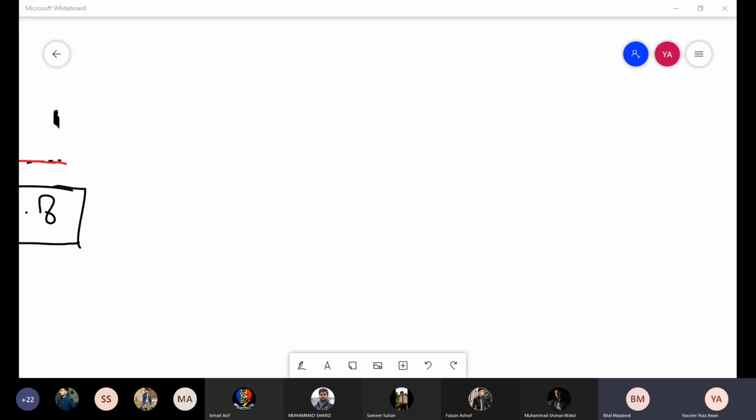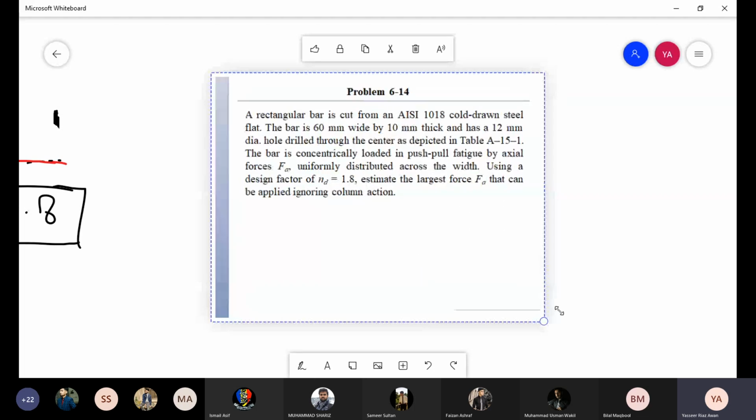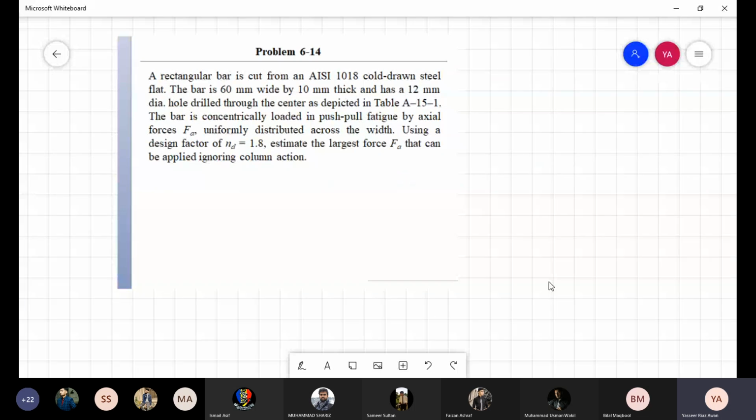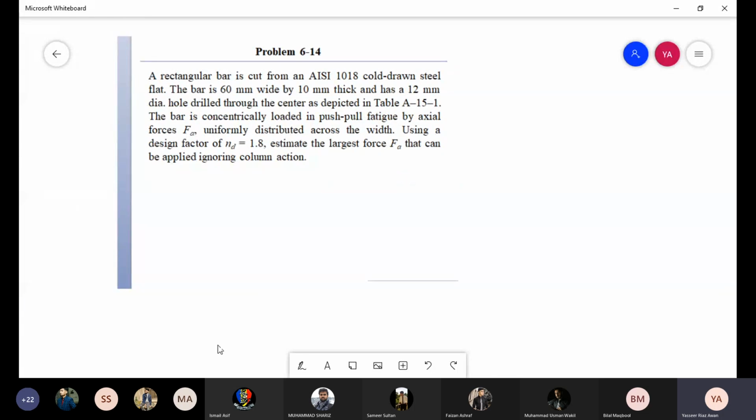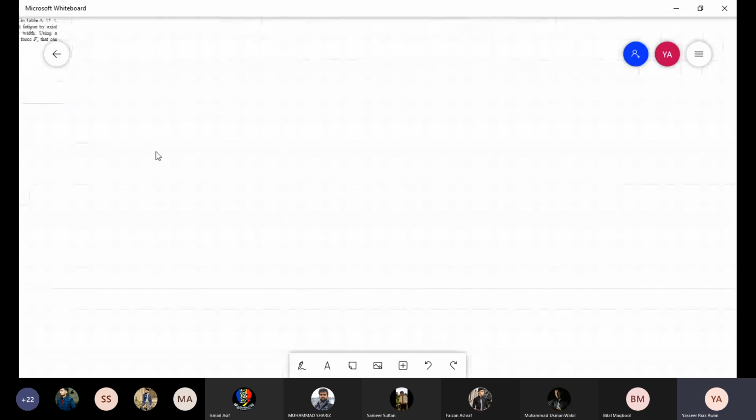Okay, so we move to another problem. So remember that in this design, because we were not given anything, we designed for infinite life. Okay. This is the same problem. Let me just copy a different problem.